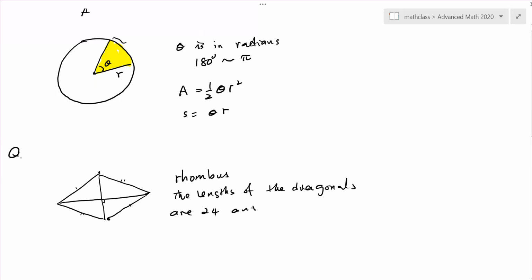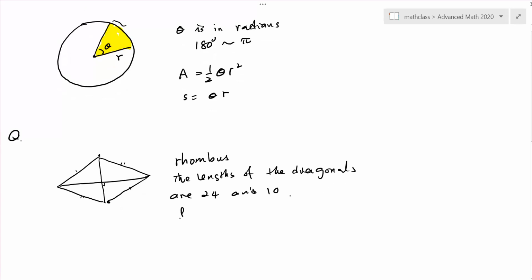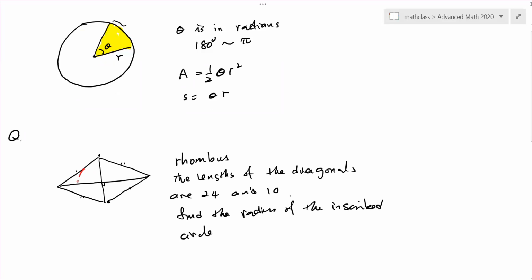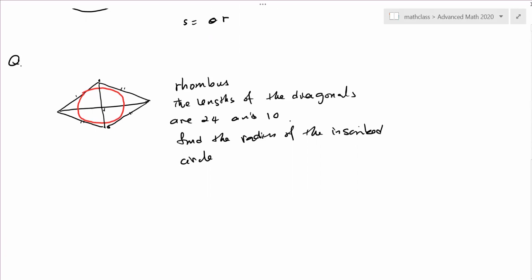We want to find the radius of the inscribed circle. So the inscribed circle is here. Let's use a different color. All right, how do we solve this problem?